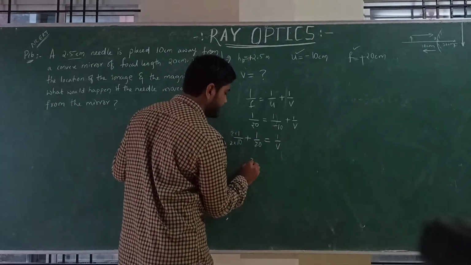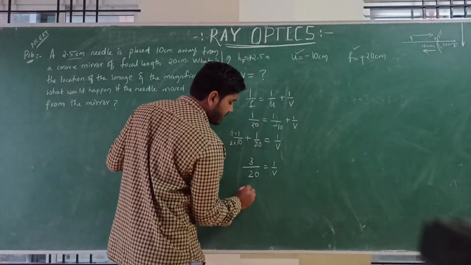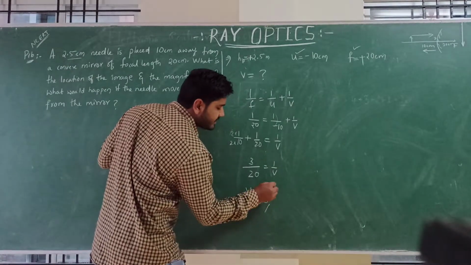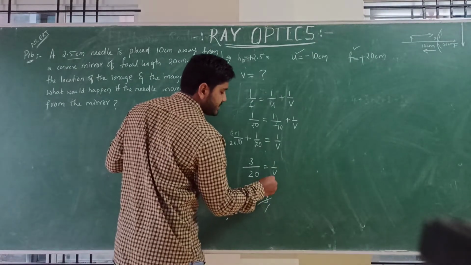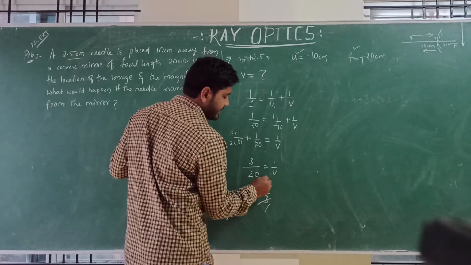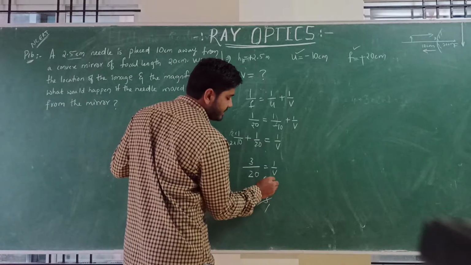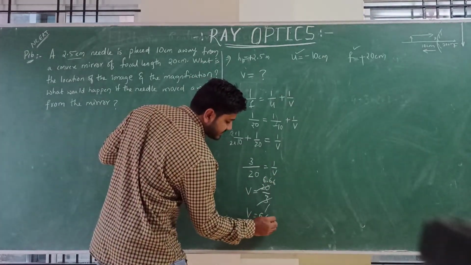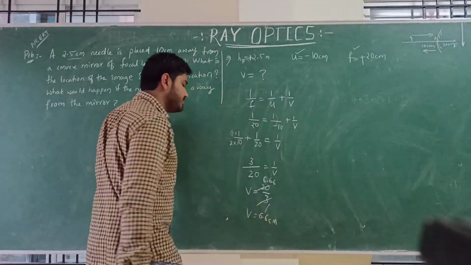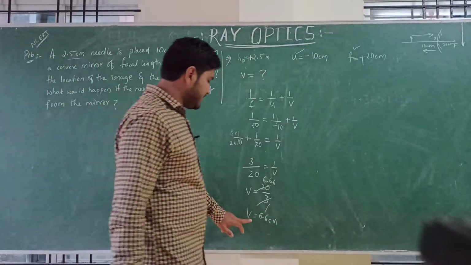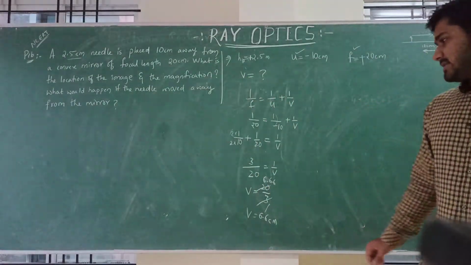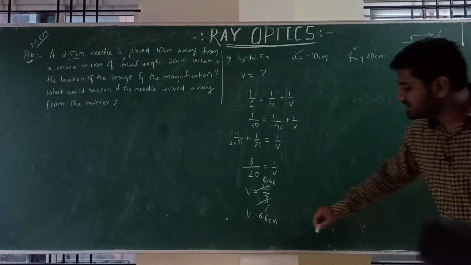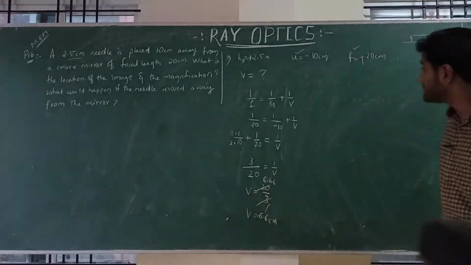2 plus 1 is 3, which is equal to 1 by v, or v is equal to 20 by 3. If I divide, 3 sixes are 18, and again 3 sixes, so v is equal to 6.6 centimeter. It means the image is formed at 6.6 centimeter from the pole. It is plus, no sign is there, so it is plus 6.6 centimeter.